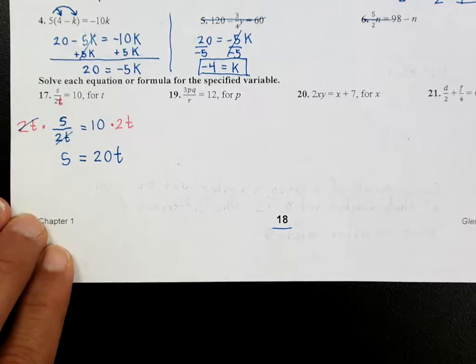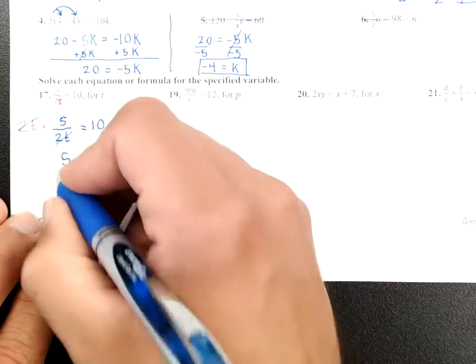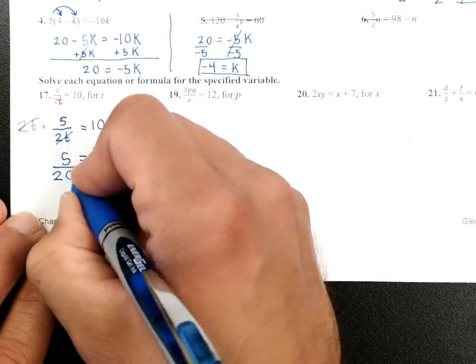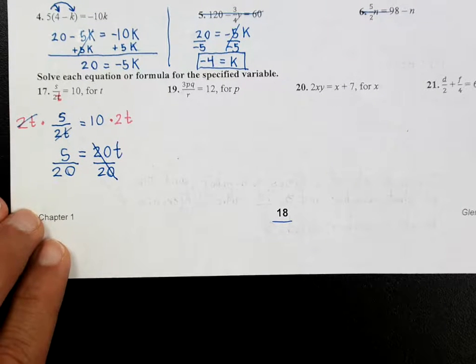How do I get rid of that 20? Divide by 20. I always want to divide by the number that's attached to the variable that I'm trying to get at. That makes sense? Moving on. All right, so hopefully that makes a little bit of sense.